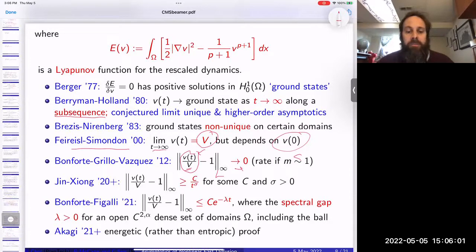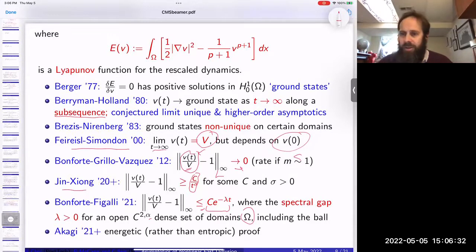And recently, there's a preprint out by Jin and Xiong, which gives a polynomial lower bound on this rate of convergence. And there's also a paper that just appeared due to Bonforte and Figalli, which actually inspired our work. And it says that usually this convergence is exponentially fast. Well, maybe not usually, but what they show is that it's exponentially fast for most domains. So for a C^{2,alpha} dense set of domains, you get this exponential rate of convergence.